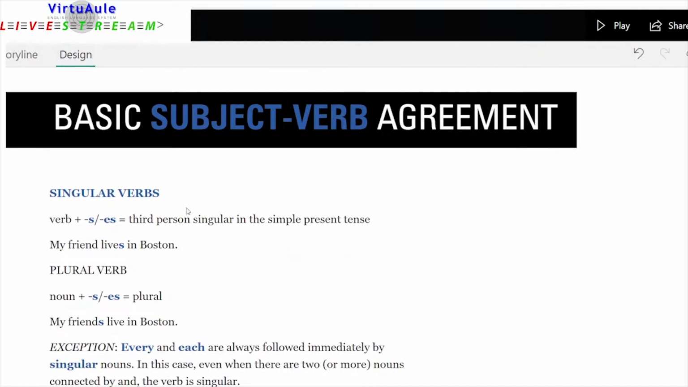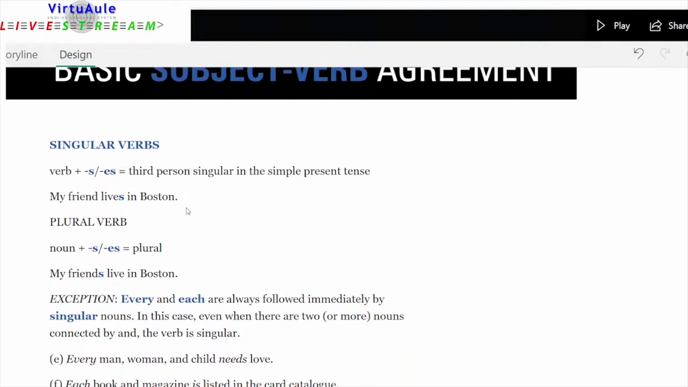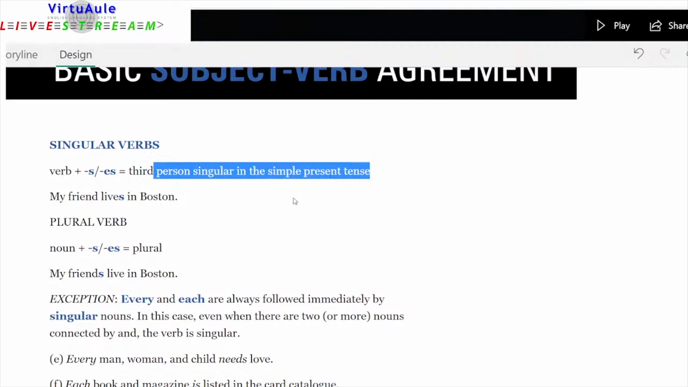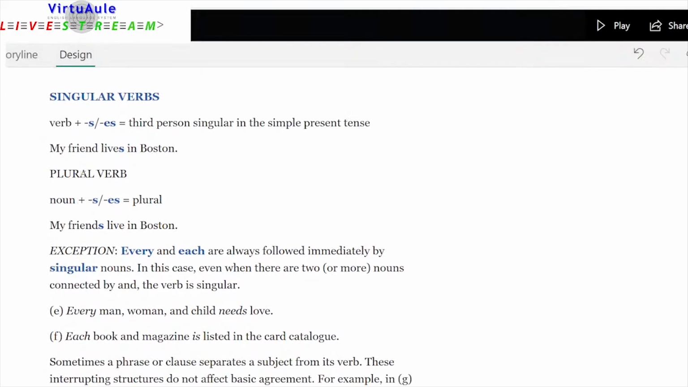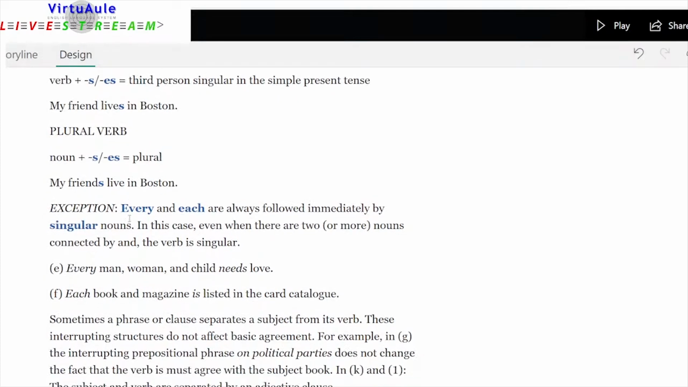You can do exercises 4 and 5 now. Basic subject-verb agreement. Now this is where things get a little bit more difficult. Singular verbs, we have an S or the ES, third person singular in the simple present tense. My friend lives in Boston, as we saw before. We have a plural verb, noun plus the S and the ES is the plural. My friends live in Boston, so we have a plural noun, live, which is third person plural, my friends.